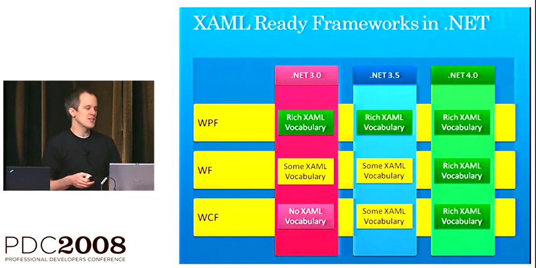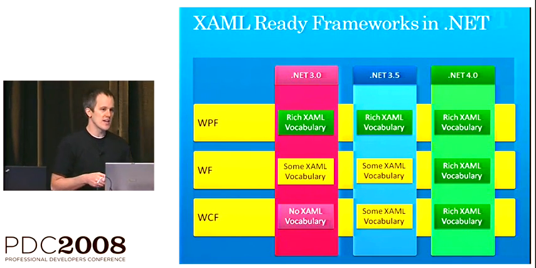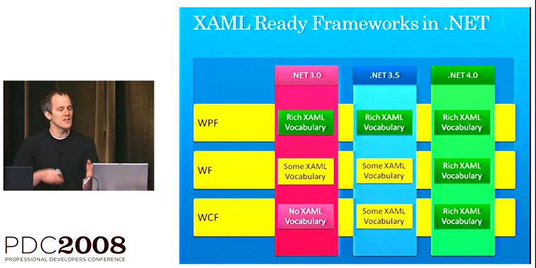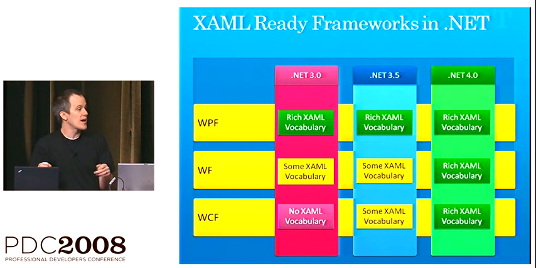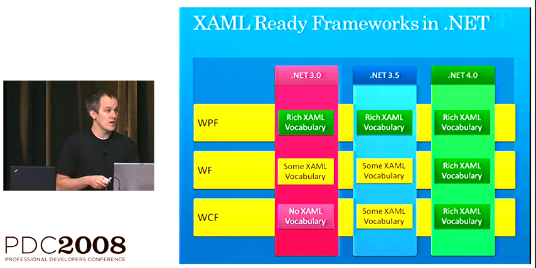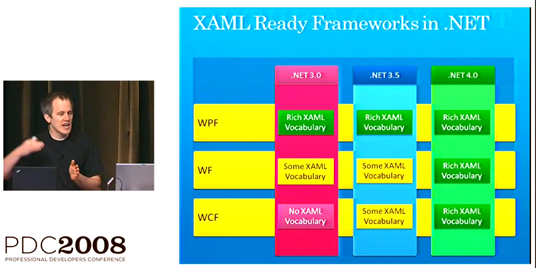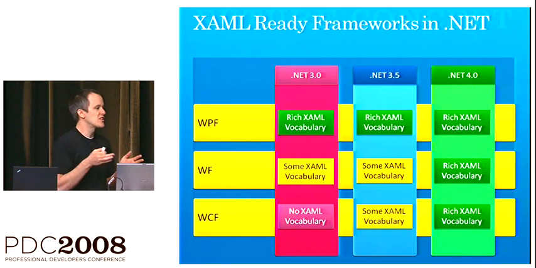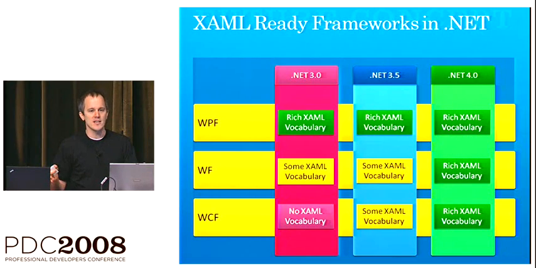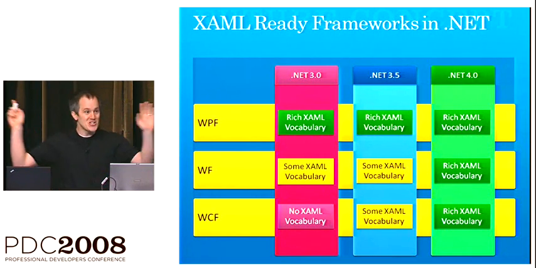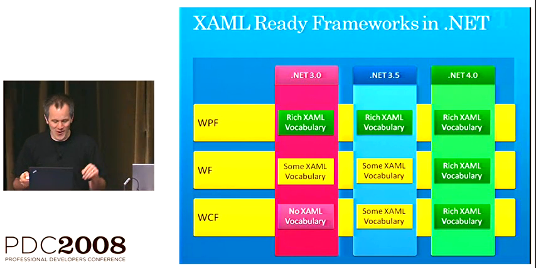And even WCF. WCF had no XAML representation in 3.0. In 3.5, leveraging Windows Workflow, you could actually create a complete WCF service in XAML. It was very limited XAML vocabulary, but you could do it. In .NET 4.0, the XAML vocabulary is just getting richer. There will be a rich XAML vocabulary for writing a complete WCF service in XAML. I'd like to show you.